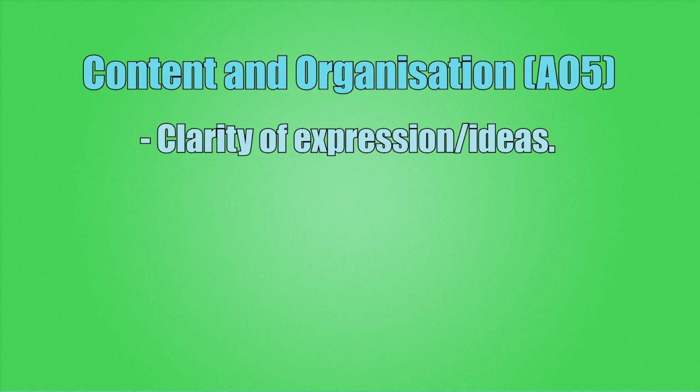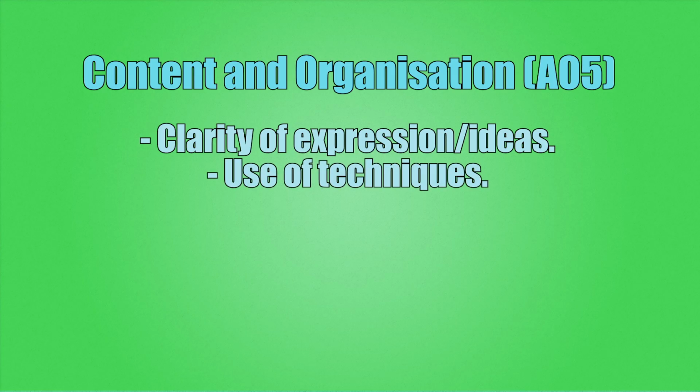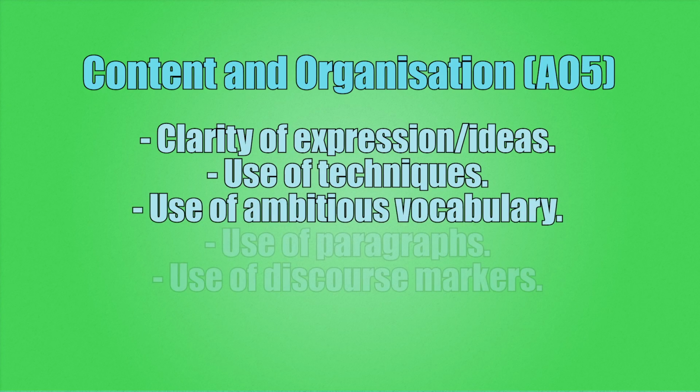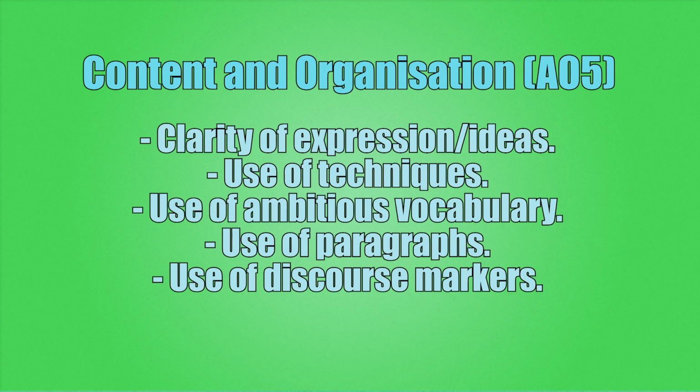So, let's break down what is actually being assessed here. Content and organisation is also referred to as Assessment Objective 5, or AO5. The examiner will here be looking at your ideas and how clearly you get them across in your writing. The clearer and more convincing your ideas, the higher marks you'll receive. This AO considers the techniques you use, the vocabulary you choose, and the organisation of your answer with the use of paragraphs and discourse markers.